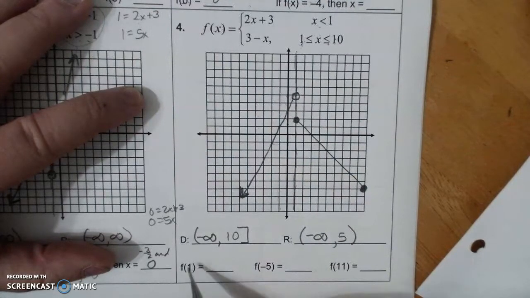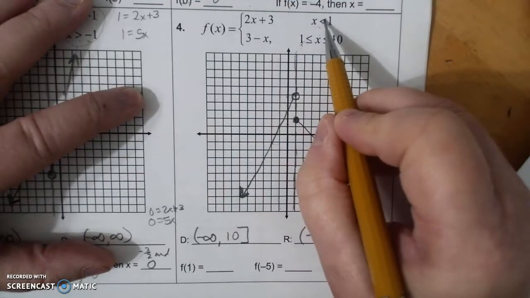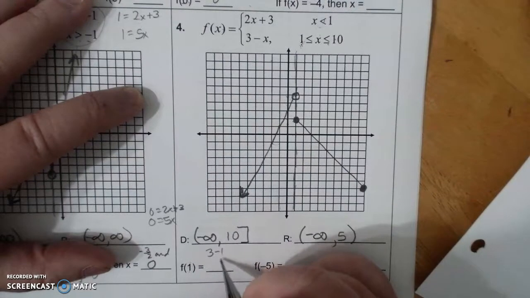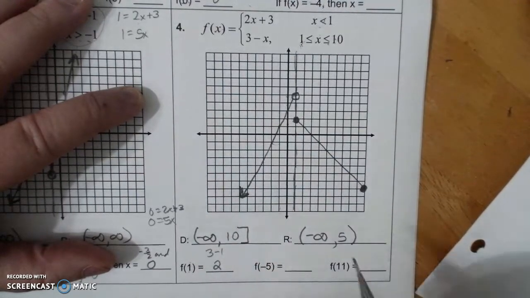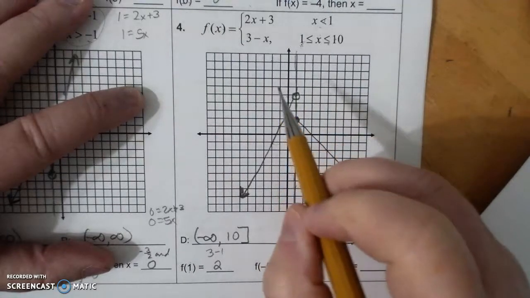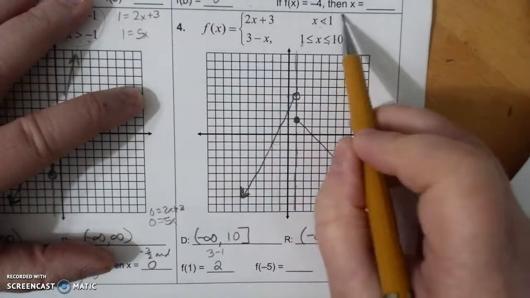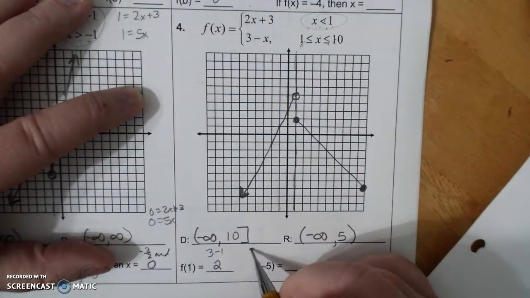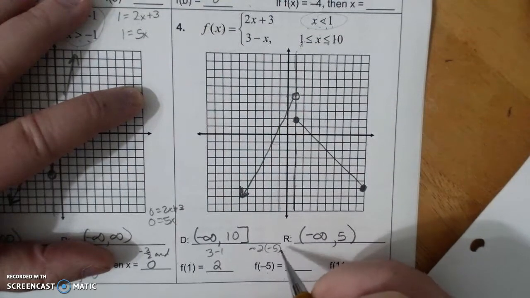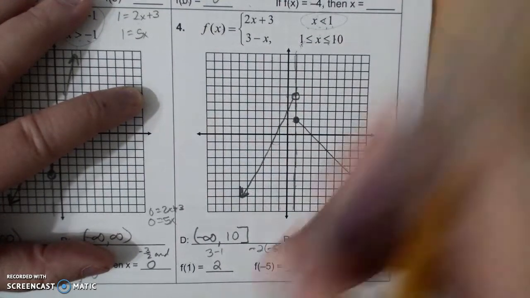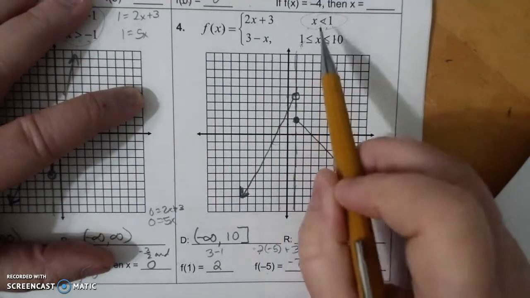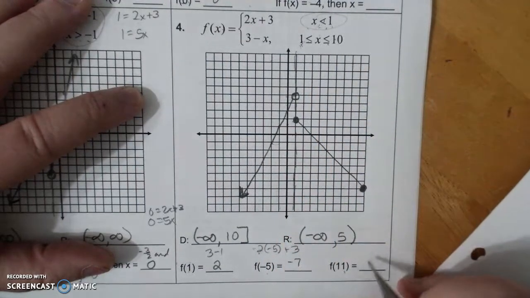Then I do f of 1, which I have x is 1. That's not x of 1, that's x of 1. So I put a 1 right there, and 3 minus 1 gives me 2. And then f of -5. -5 is in this one, because -5 is less than 1. So I'm going to do 2 times -5 plus 3. My dog wants to go play in the snow. That's -10 plus 3, which is -7. 11 is not in here and not in here, so it's undefined.